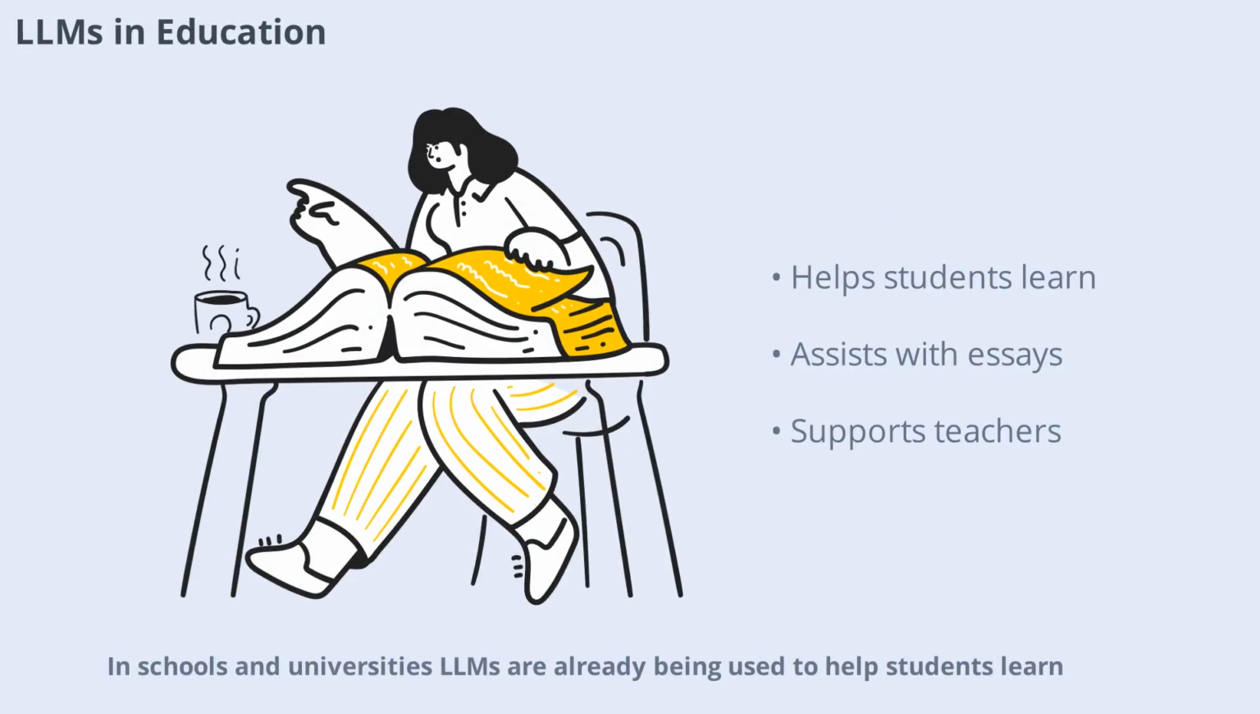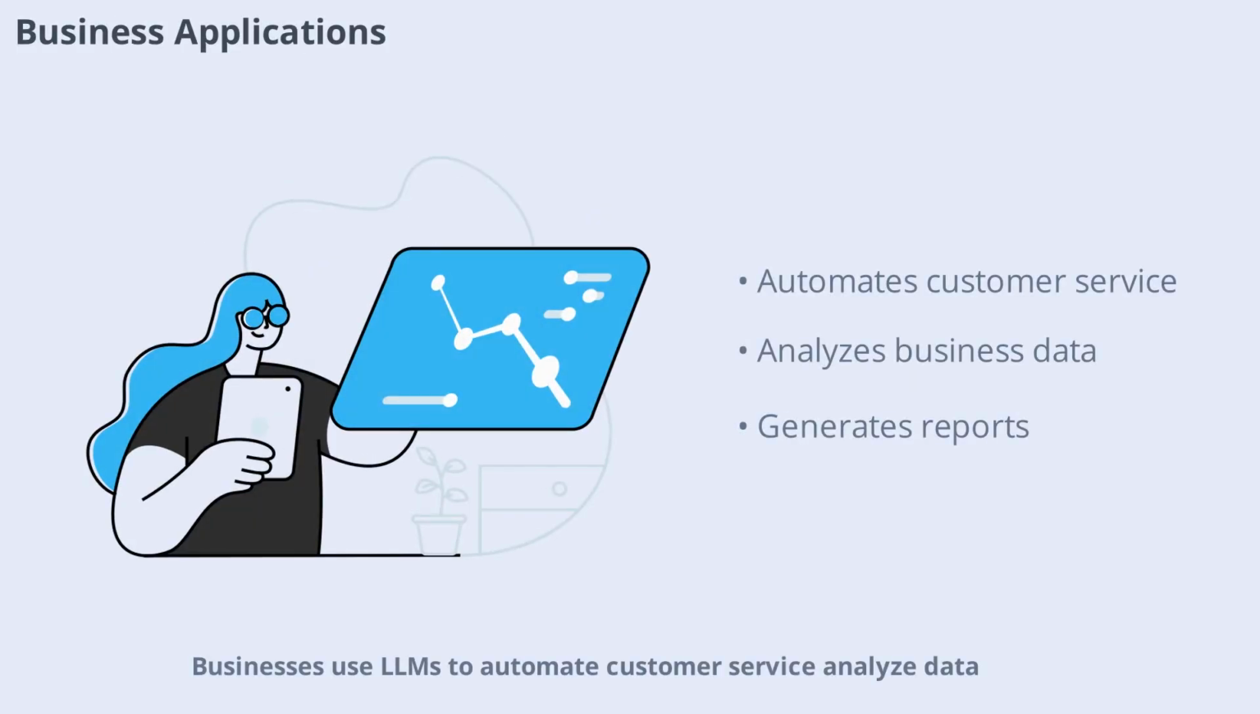In schools and universities, LLMs are already being used to help students learn, write essays, and understand complex topics. Teachers use them to create lesson plans and provide personalized feedback. This is just the beginning of how AI can transform education. Businesses use LLMs to automate customer service, analyze data, and generate reports. This saves time and money while improving customer satisfaction. LLMs are becoming essential tools in the modern workplace.